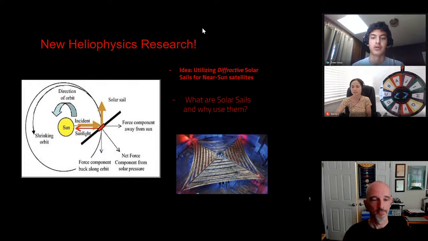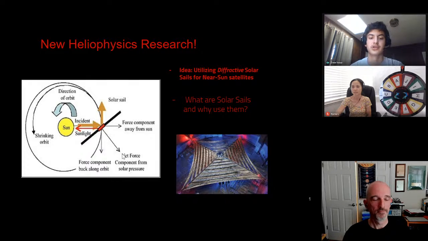You have a particle of light going out from the sun, the incident, bouncing off the sail, which is that black flat line, our solar sail. And using some well-known laws of physics, we are pushed in the direction of the net force, which is in the bottom right of the diagram.